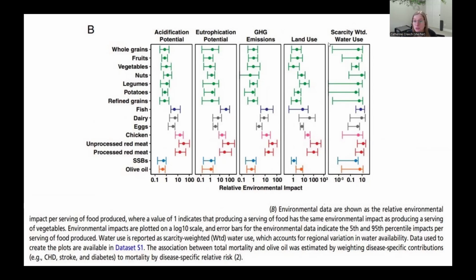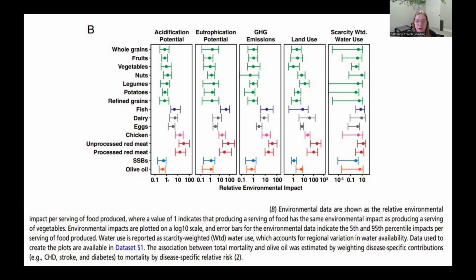We have land use. How degraded is the land? And then we have scarcity weighted water use. Scarcity weighted means if it's grown in an area that is drought prone or historically does not have a lot of water, that would have a higher impact on its water use than a water sucking organism that lived in an area with abundant water. So it's scarcity rated. Check out these averages and error bars.